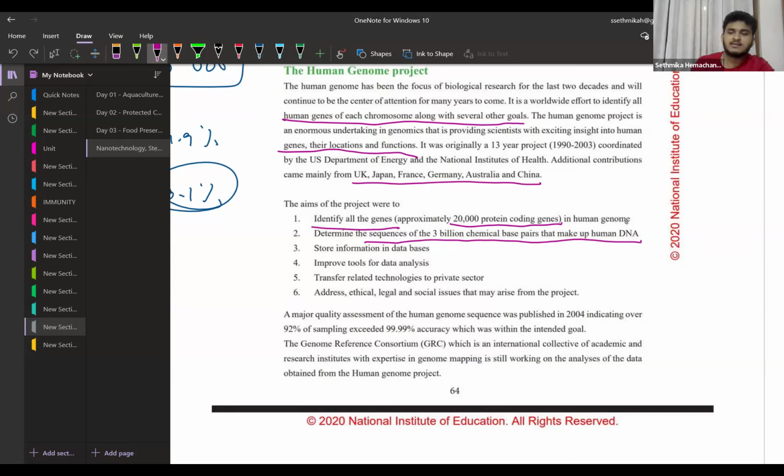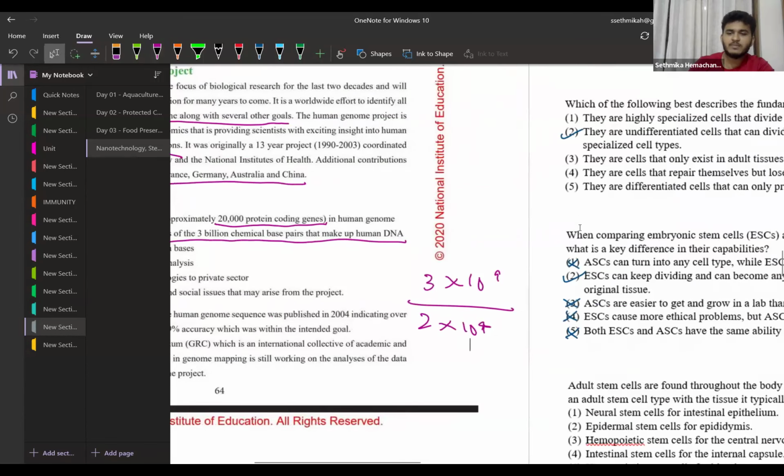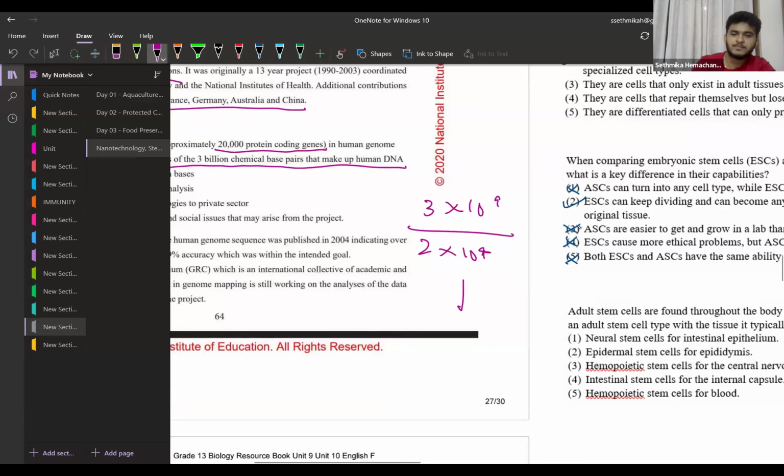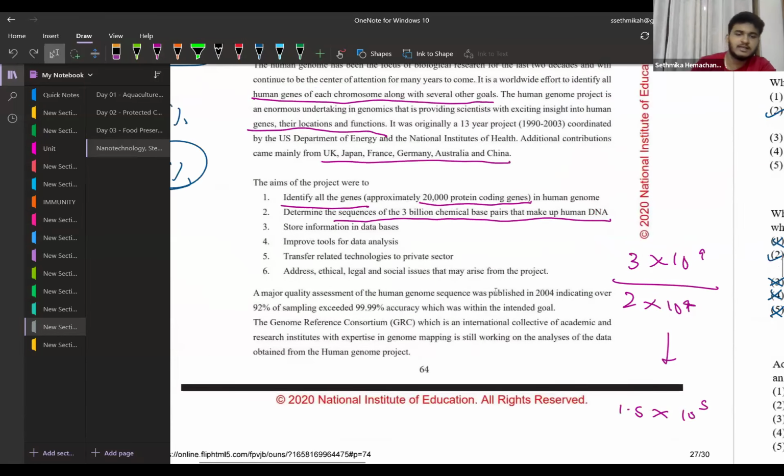Right? 3 billion can be written as 3 into 10 to the 9. So you divide by the number of genes, 2 into 10 to the power 4, and you get basically per gene, how many base pairs? Per gene, you get about 1.5 into 10 to the power 5 base pairs per gene, right?